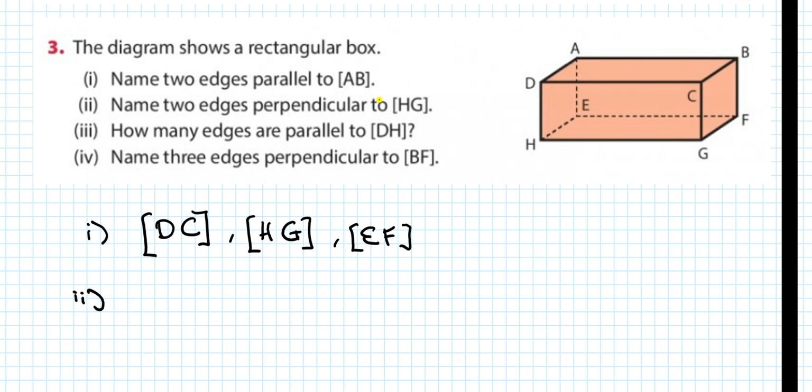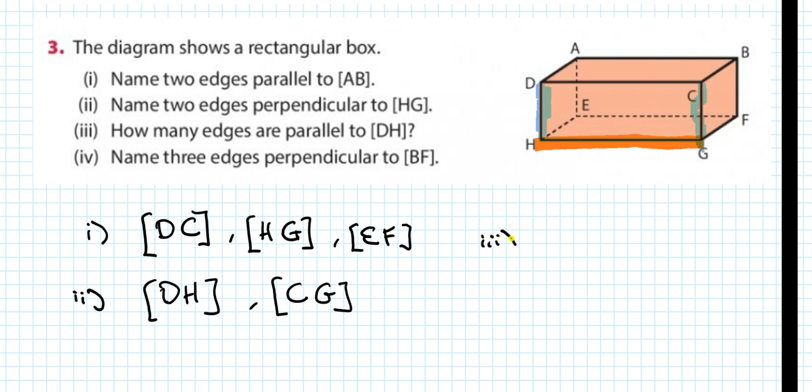Name two edges that are perpendicular to HG. Well, where's HG? HG is here. Perpendicular to HG is going to be going straight up, so we could say DH or CG. DH, CG, and our square brackets. Part 3. How many edges are parallel to DH? So DH is here. How many edges? So 1, 2, and 3. 3.